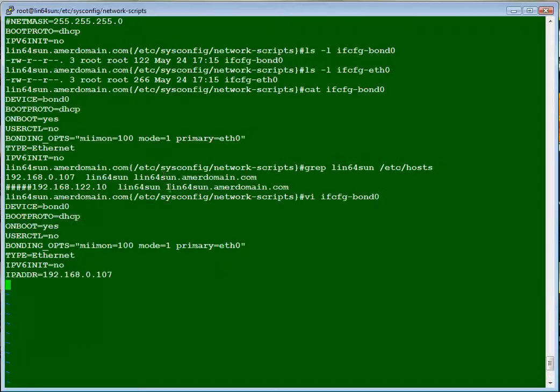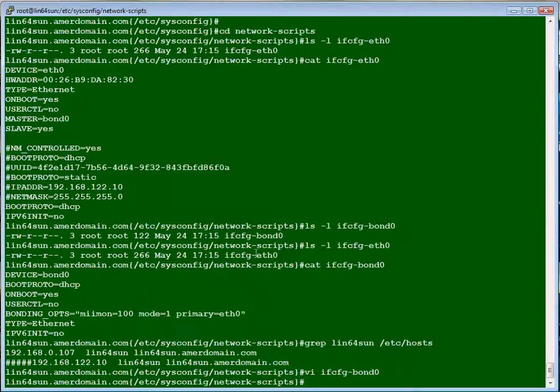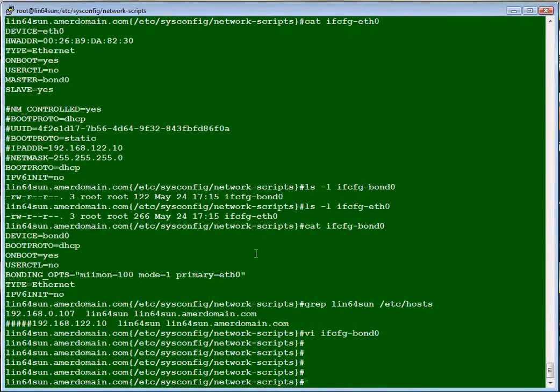And what is its net mask? This is the net mask we have to mention. Now you can see my device here is bond 0. What is this bond 0? This is actually the logical Ethernet card.